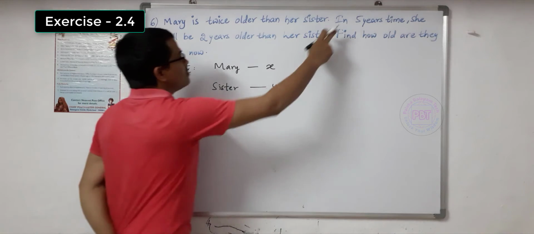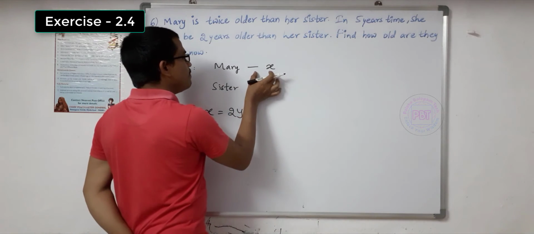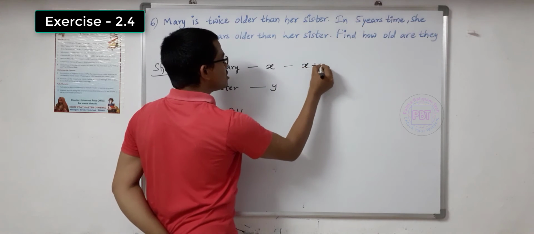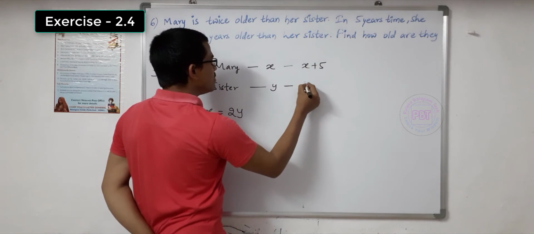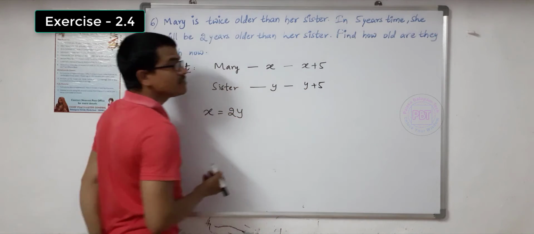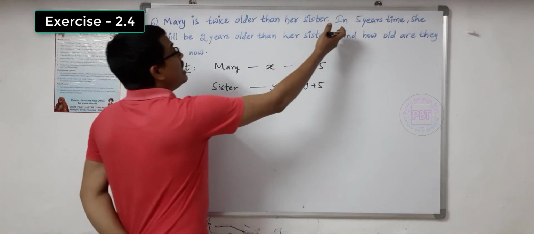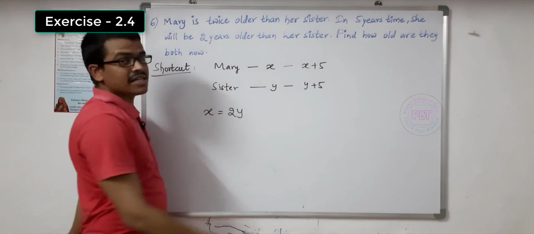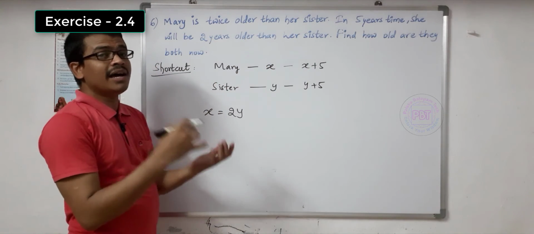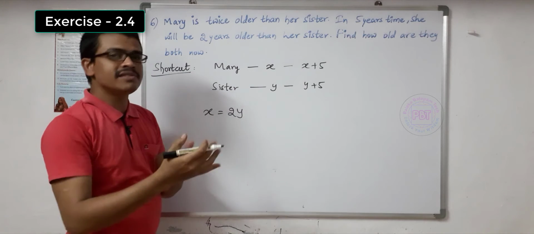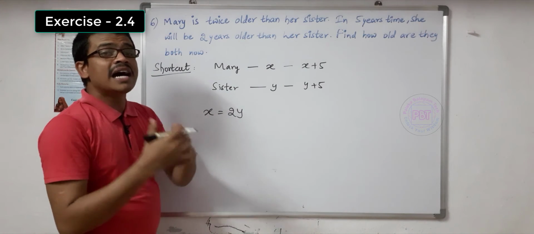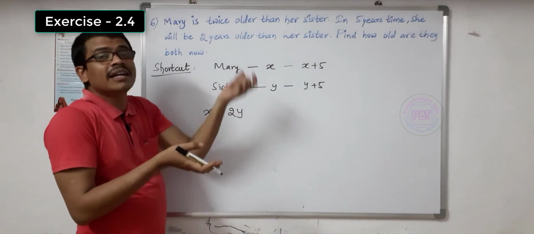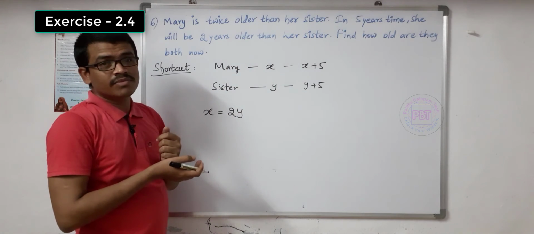Now if you observe here, in 5 years time, Mary's present age is x, sister's age is y. Then after 5 years, Mary becomes x plus 5 and her sister becomes y plus 5 years, isn't it? And in 5 years time, Mary will be 2 years older than her sister. In this question, he is comparing the ages of Mary and her sister, and he is saying that her sister is 2 years smaller than Mary, isn't it?